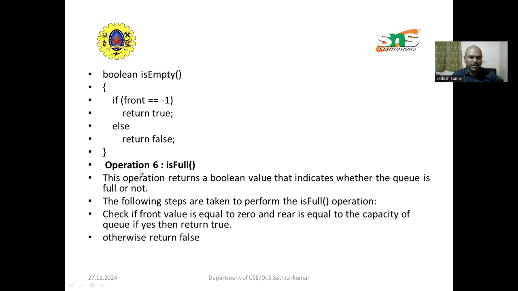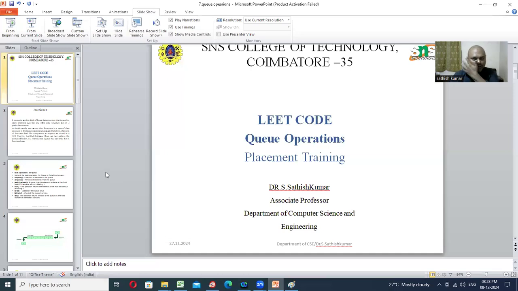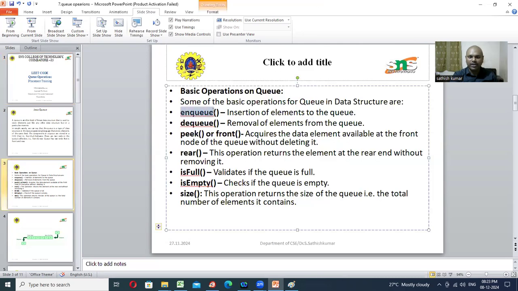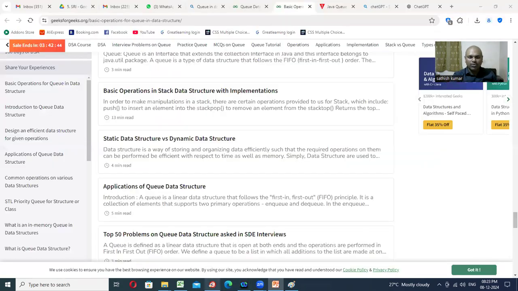Okay. So operation 6 is full. This operation returns a Boolean value that indicates whether the queue is full or not. The following steps are performed for the full operation. Check if the front value is equal to 0 and rear is equal to the capacity of the queue. If yes, return true. Otherwise, return false. So that's all about the code for queue operations. We have already seen NQ and DQ, peek or front, rear, is full and empty, and size. Now we can go for the last one.